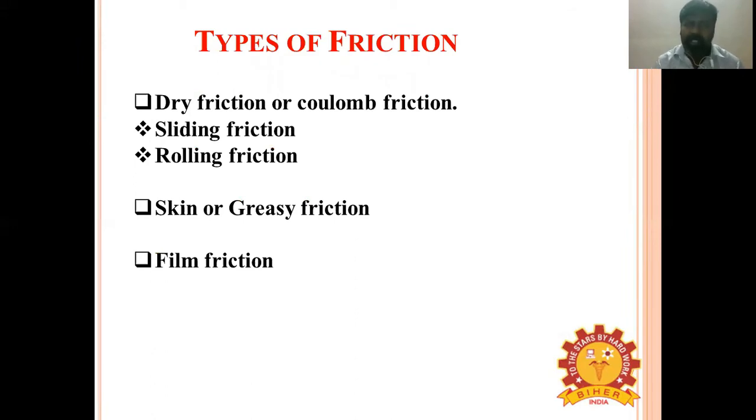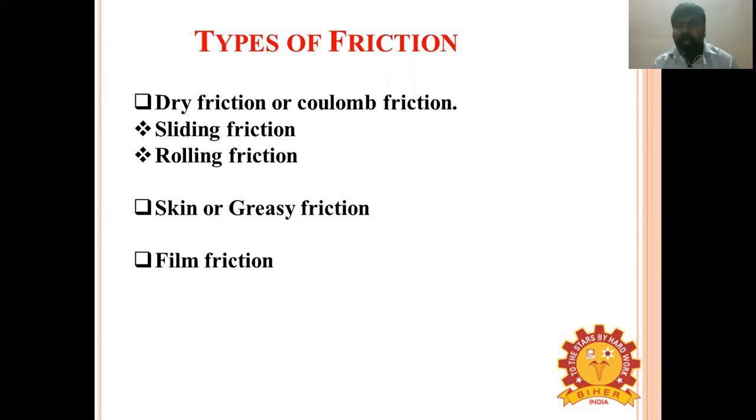What is dry friction or Coulomb friction? The friction that exists between two unlubricated surfaces is known as solid friction or dry friction. There is much resistance to the relative motion between the surfaces. This sliding friction is otherwise called solid friction. The friction that exists when one surface slides over another surface is known as sliding friction or solid friction. Now, what is rolling friction?